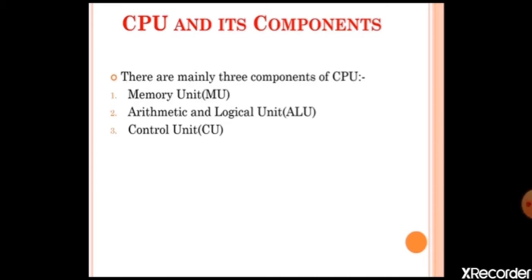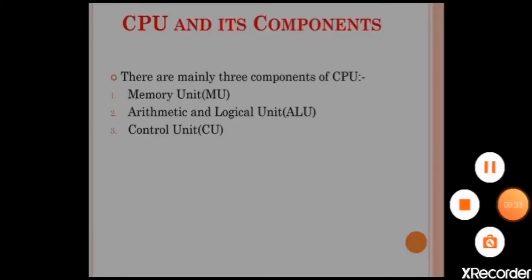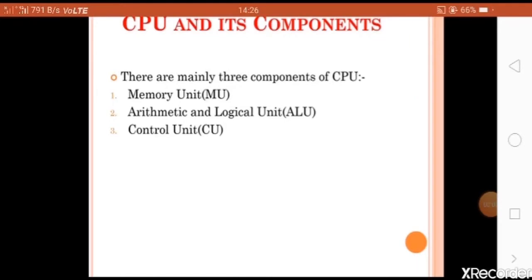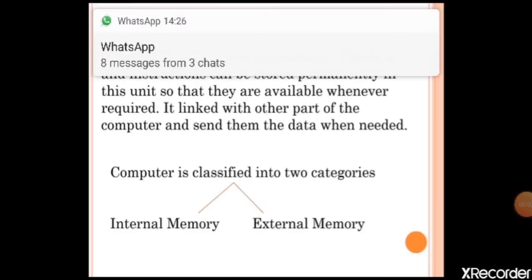As we know, the CPU is the brain of the computer, and the speed of a CPU is determined by the number of instructions it executes per second, and it is measured in megahertz. There are mainly three components of the CPU, and they are the memory unit, the arithmetic and logical unit, and last is the control unit. Let us discuss these components one by one.